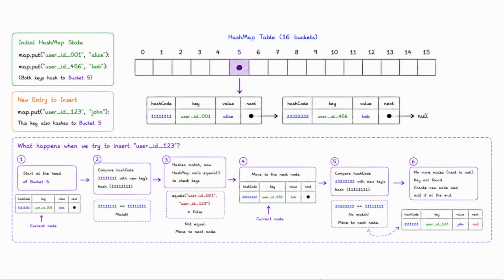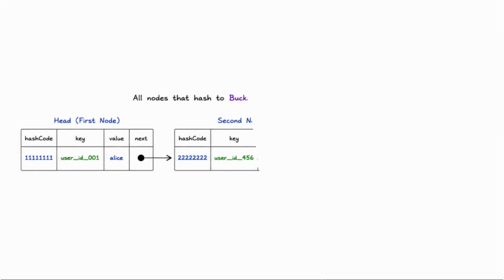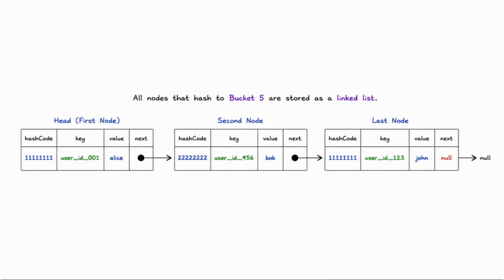If the hashes do match, it performs one more check by calling equals. This step is important because two different objects can sometimes produce the same hash code. Only when both the hash code and equals match does HashMap treat it as the same key and replace the existing value. Otherwise, it continues searching. If no matching key is found, HashMap creates a new node and adds it to the bucket. Initially, all the nodes in the bucket are connected together as a linked list.